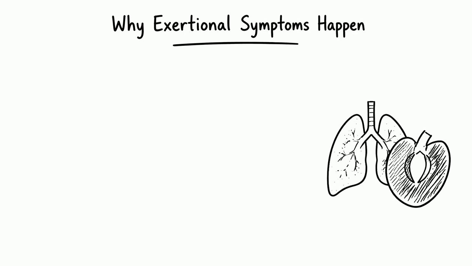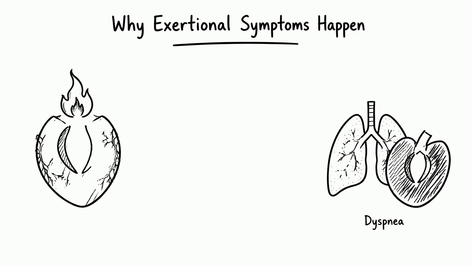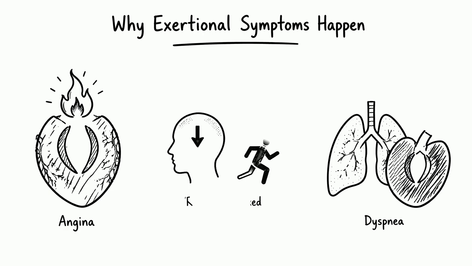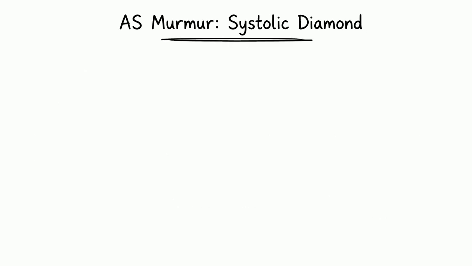Angina occurs because oxygen demand exceeds coronary supply during exertion. Syncope occurs when exercise lowers SVR but output cannot rise. Dyspnea reflects diastolic dysfunction from a stiff, hypertrophied ventricle.